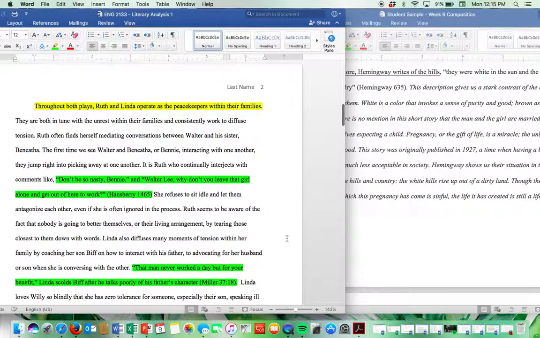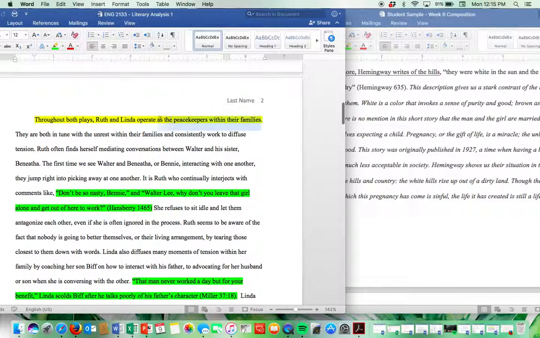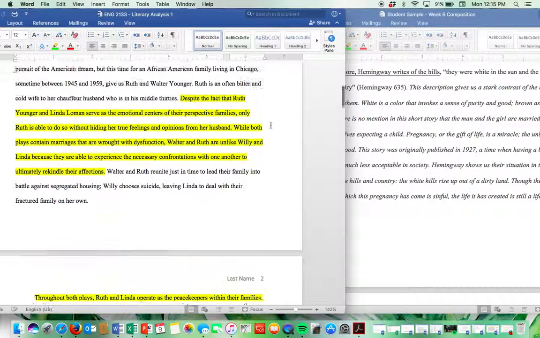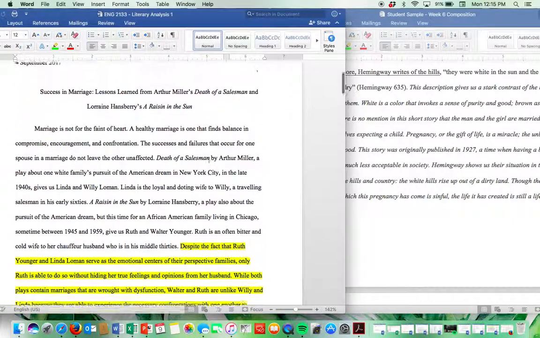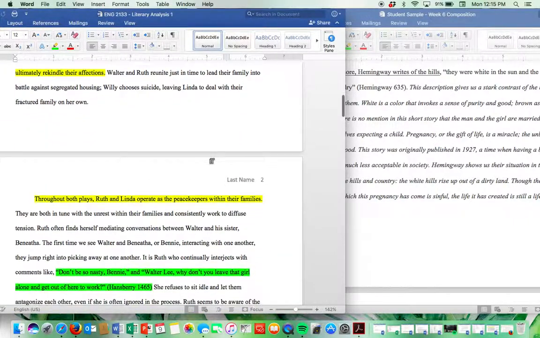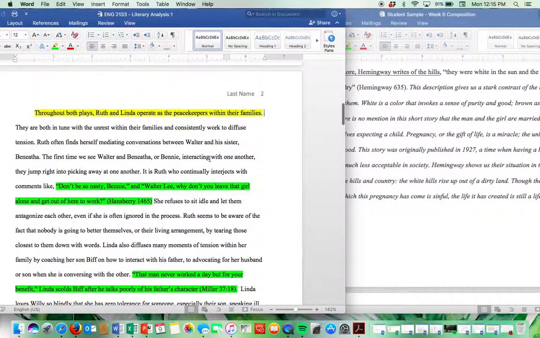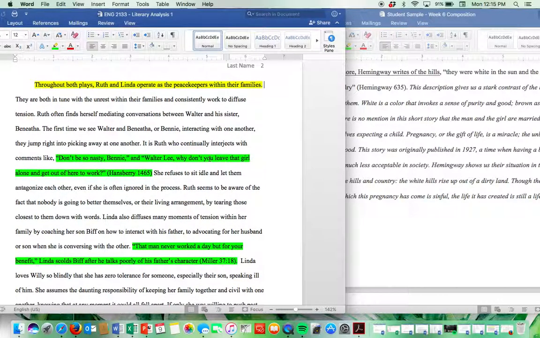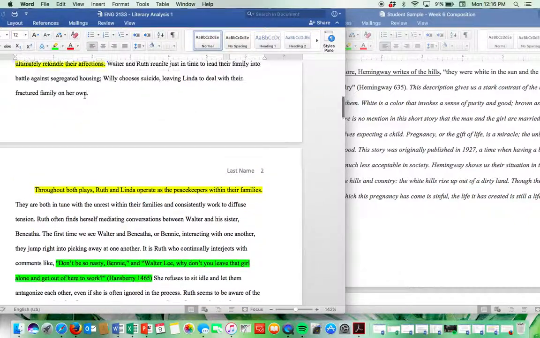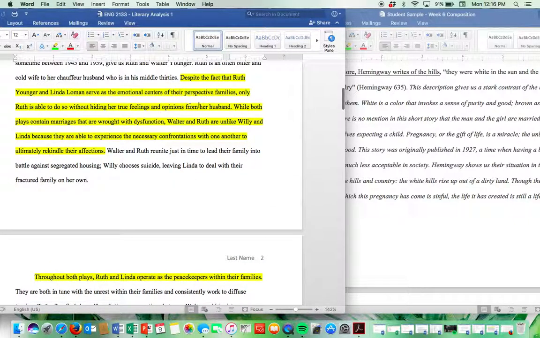And so I see that right here. Throughout both plays, Ruth and Linda operate as the peacekeepers within their families. So this would be called a topic sentence. You've got your thesis here at the end of your introductory paragraph, and then this starts off the first main point that this student is making. And right off the bat, this ties back in with the thesis. And that's what we want. We want it organized, and everything in your paper should point back to this thesis.